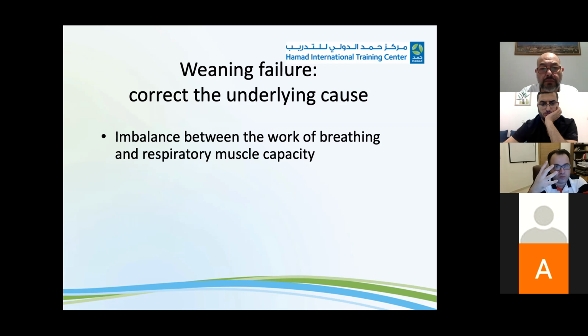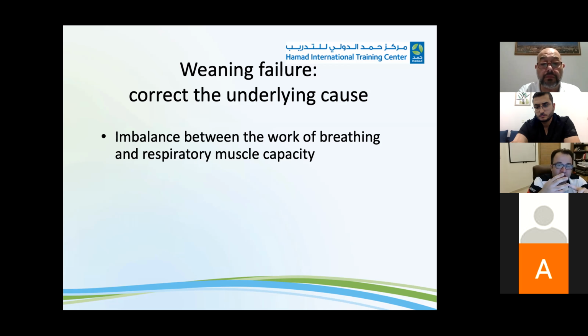Number 1 is a CNS problem. The patient is not awake enough or on excessive medications that decrease their level of consciousness. Number 2, there's a problem with the heart. It could be weaning-induced cardiac ischemia. Whenever you are putting them on a spontaneous trial, it's like a stress test, so you may expose ischemia in the heart.